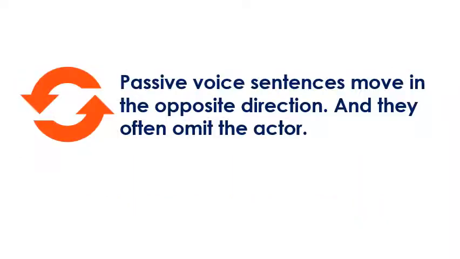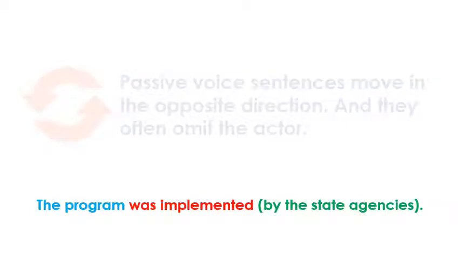In passive voice sentences, by contrast, action moves in the opposite direction. Passive voice sentences begin with the recipient of the action and then move on to the action itself. And then, passive voice sentences may omit the identity of the actor altogether. If they do include the identity of the actor, it appears at the end of the sentence, not at the beginning, as in active voice. On this slide, you can see passive voice at work.